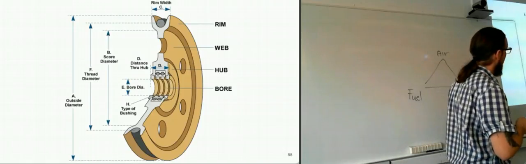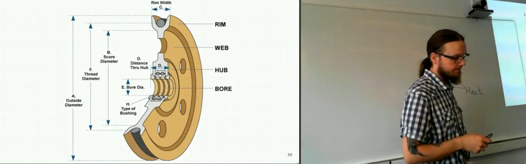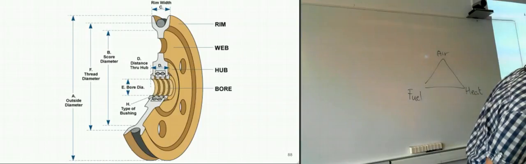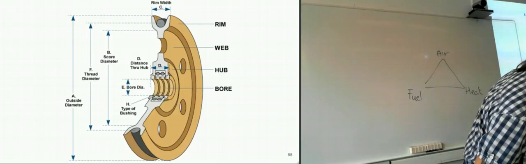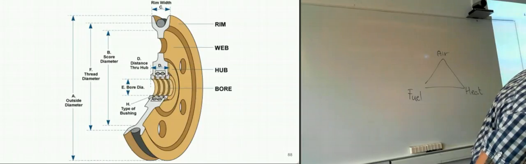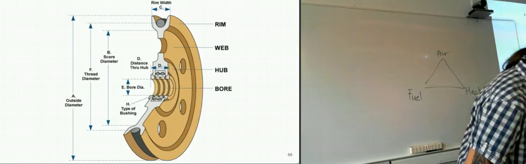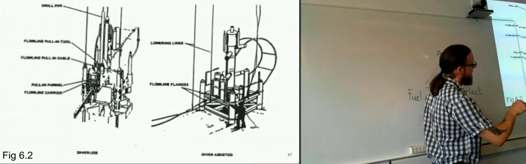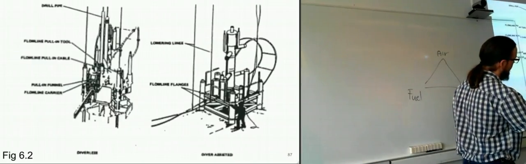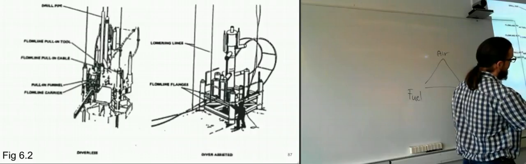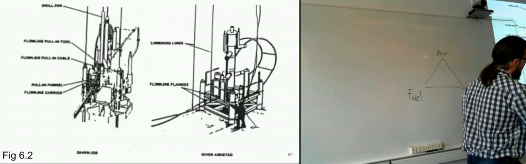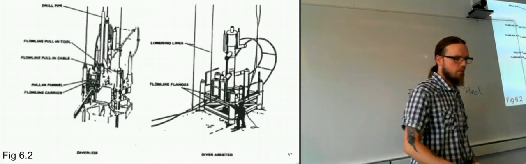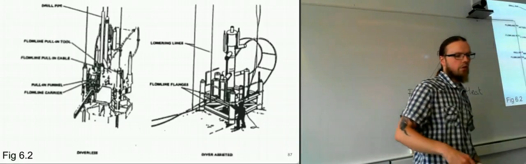So when they are pulling the flow line towards, because here you have the flow lines going in towards the Christmas tree inside here. When they are pulling these towards, they are doing it through what it says here in the text. They are doing it through sheaves.